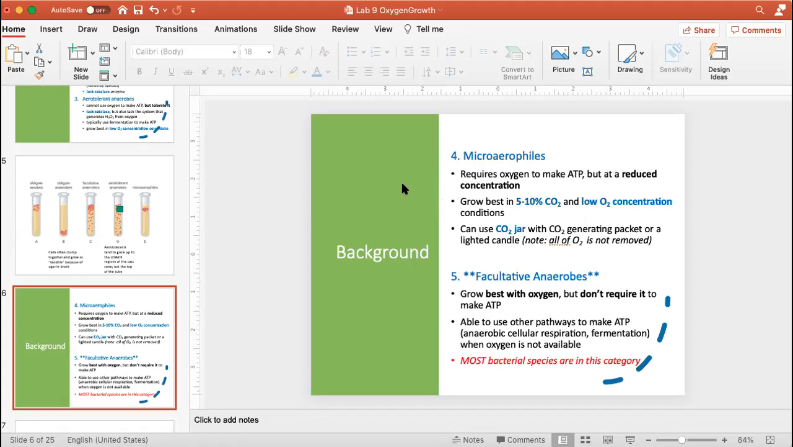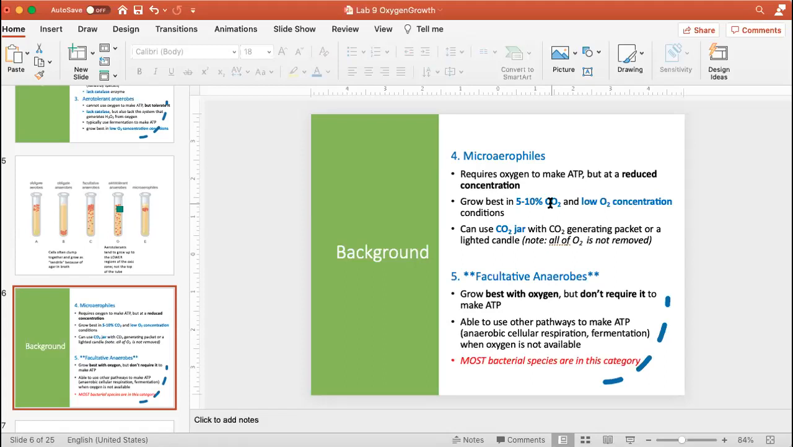Now, these organisms tend to grow best in low oxygen concentration and high CO2. So you can see I've written 5 to 10% CO2. That's more carbon dioxide than there is normally in air.